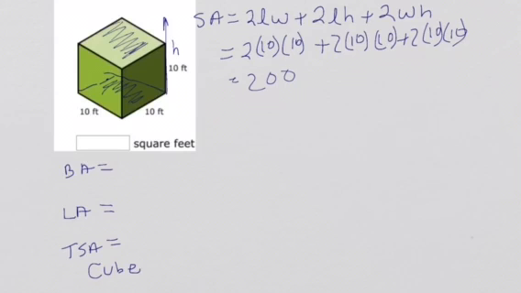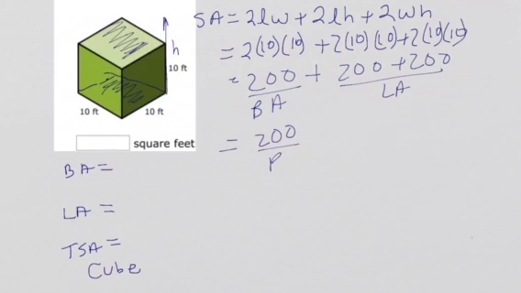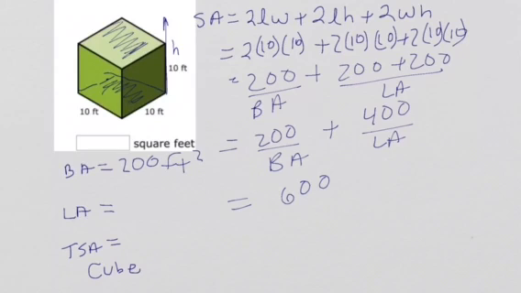So this is going to be 200 plus 200 plus 200. And the first 200 is going to be my base area. And then I'm going to sum the last two 200s, and that's going to be my lateral area. So my base area, 200, plus my lateral area, which is going to be 200 plus 200, which is 400. And then the total surface area is going to be 600. So my base area is 200 feet squared. Lateral area is 400 feet squared. Total surface area is 600 feet squared. And now you've reviewed for your test.